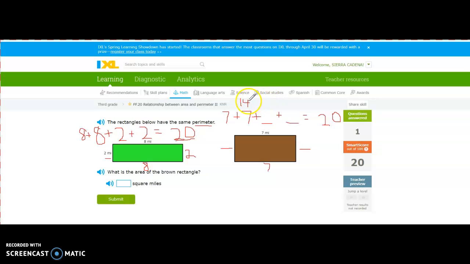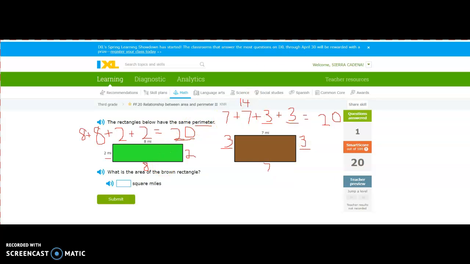Well, boys and girls, I know that there are 6 more to get to 20 because 14 plus 6 is equal to 20. But if I divided 6 into 2 equal parts, I would have 3 on this side and 3 on this side. So 7 plus 7 is 14, plus 3 is 17, plus 3 more is 20. So now I know that these both have the same perimeter.